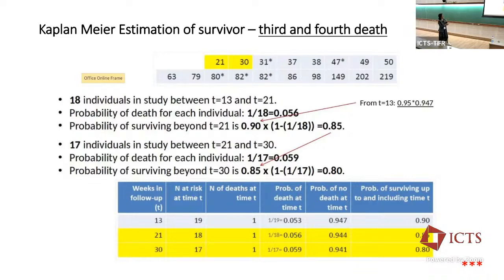So 17 individuals in the study between 21 and 30 will be left because 3 participants have died. So the probability of death for each individual at week 30 will be 1/17, which is equal to 0.059. The probability of surviving beyond week 30: we already had 0.85 calculated, multiply by 1 minus this, which is 0.8. So you can see the probability is decreasing gradually.